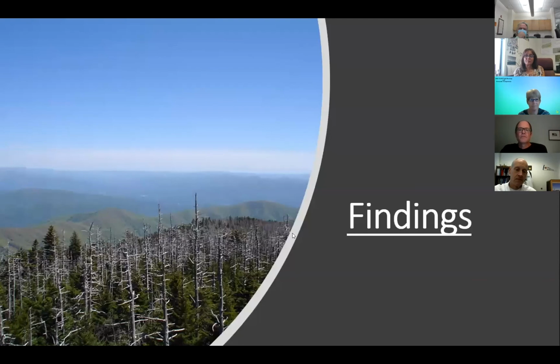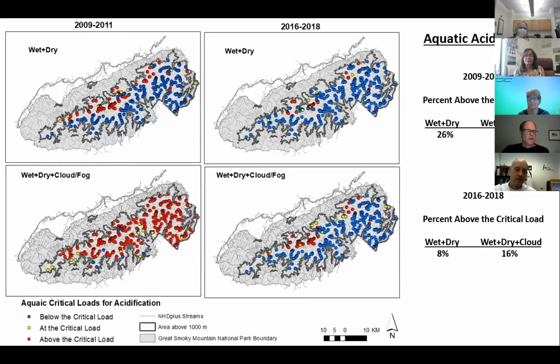Okay, what did we end up finding? All right, I have a series of graphs here. I have the years 2009 to 2011, and then the years 2016 to 2018. The top graphs are just TDEP, so wet and dry, and then the bottom graphs are wet plus dry plus the fog and cloud component.